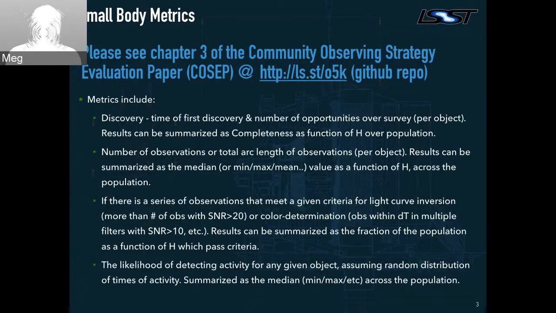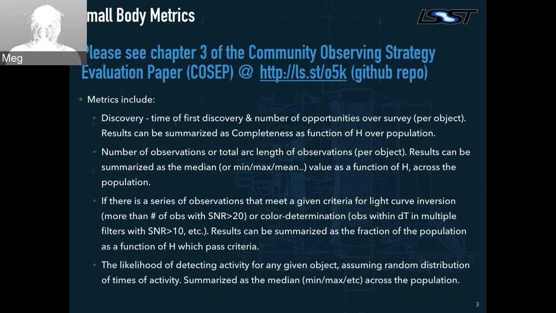And you can summarize those across the population: what's the fraction of the population that we can do light curve inversion for, or color determination. And of course, once you have the fraction of the population as a function of H, and you know the absolute number of objects in your population as a function of H, and you know the H distribution, you could turn those into absolute numbers of objects that you could do these kinds of things for.